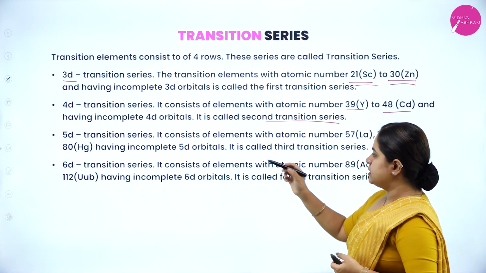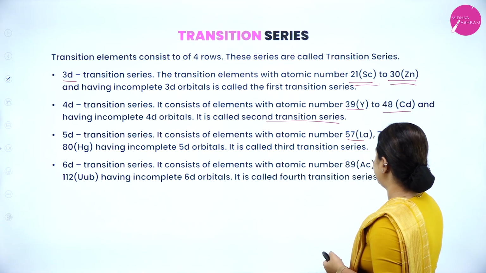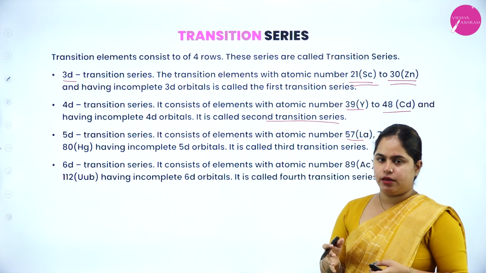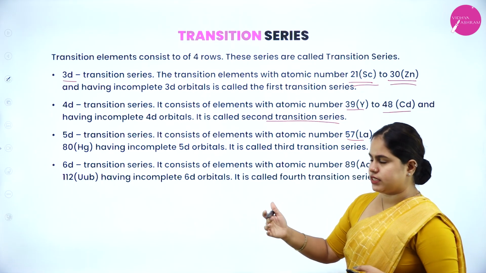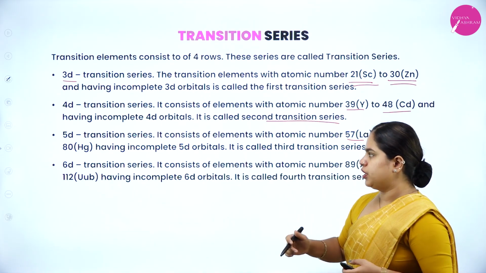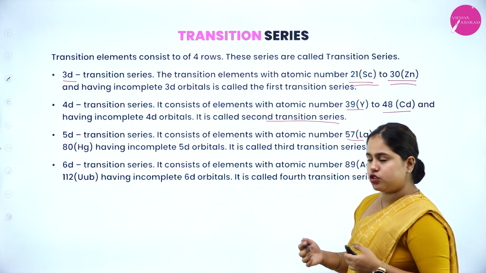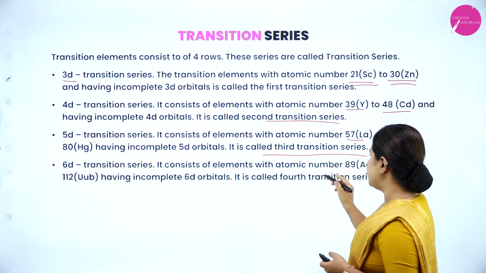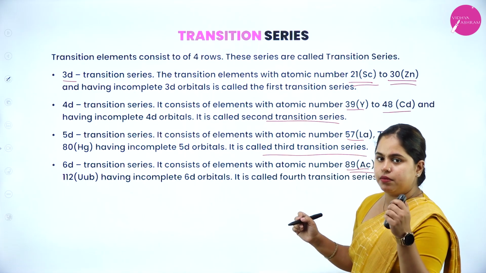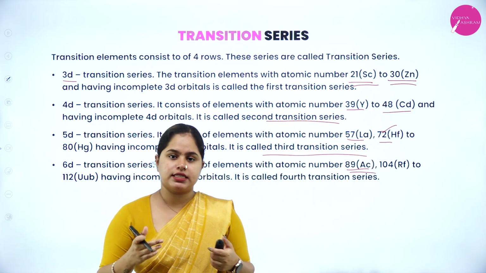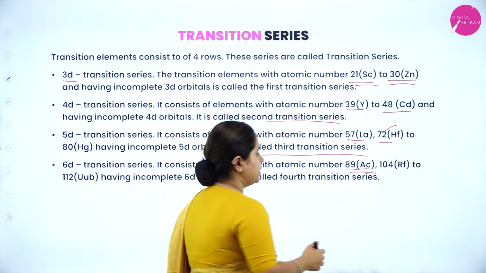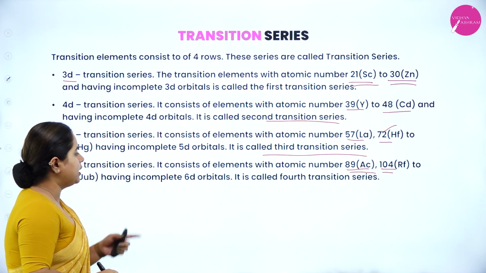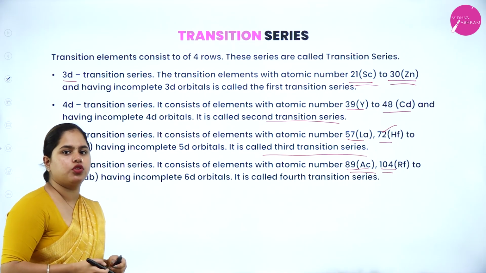Next is the 5d series. It consists of elements with atomic number 57, 72. Now that is lanthanum 57, which is actually not an f block element. It is coming under the d block itself. So it ranges from hafnium to mercury having incomplete 5d orbitals, also called the third transition series. Now the last one is 6d. It consists of elements with atomic number 89, that is actinium. Like I said, it is considered as a d block element. Now, it starts from 104 and ends with 112. Having incomplete 6d orbitals, it is also called the fourth transition series.